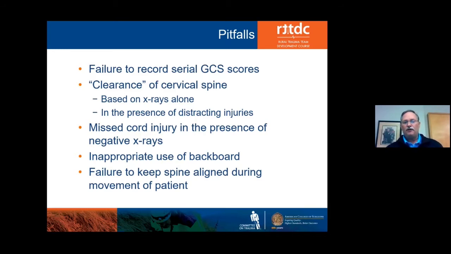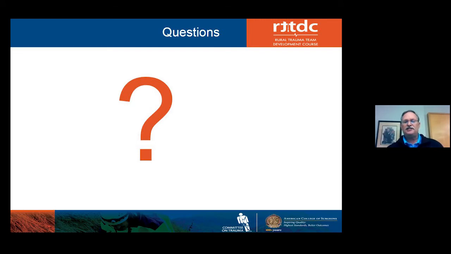Inappropriate use of the backboard. Here again, the backboard should be utilized as a transport medium only. And then failure to keep the spine aligned during the movement of the patients. So those are the major pitfalls that you see. In summary, the most important aspect of disability is making sure that you have adequate resuscitation for these patients and adequate oxygenation to help prevent secondary brain injuries.